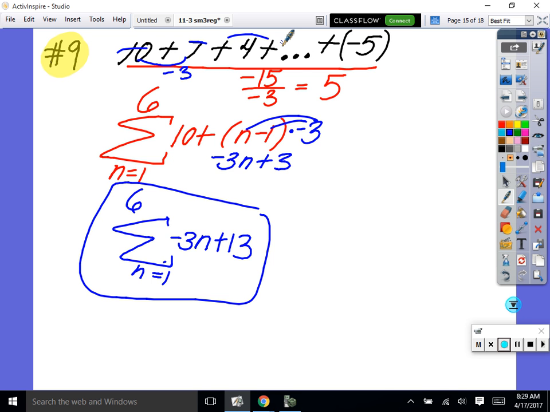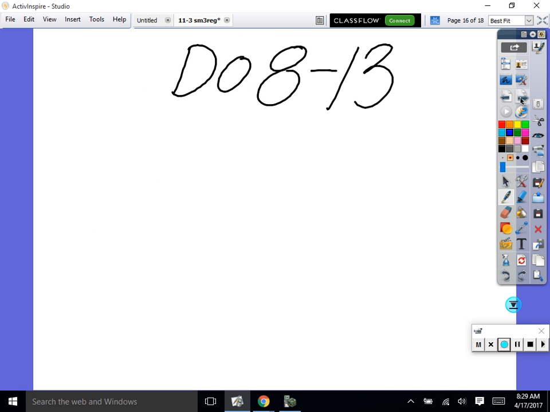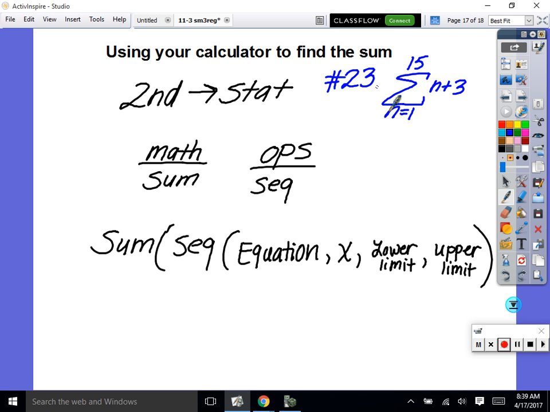Did I go too fast? Okay, do 8 through 13 on your own. So let's do, for example, number 23 together. It says find the sum, and it says it's appropriate to use your calculator. Otherwise, if it didn't say that, you would do the formula. Correct, everybody? Okay, so here we go.